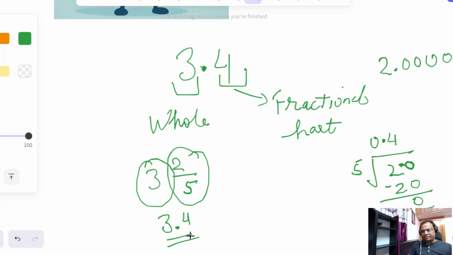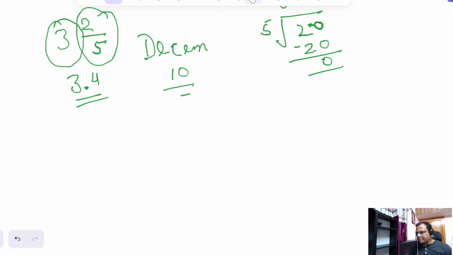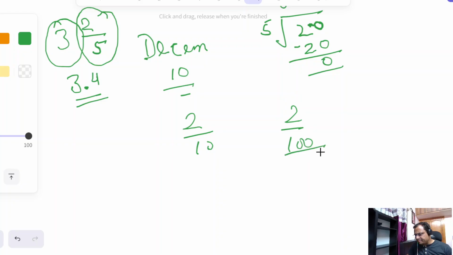To the left of the decimal point, we have the whole part, and to the right of the decimal point, we have the fractional part. Basically, decimal is a system based on 10, and that's how the name decimals comes, because it is derived from the word decim, which means 10. For example, 2 upon 10, 2 upon 100, which is 10 times 10, 2 upon 1000 is nothing but 10 times 100. So it's a system based on 10.